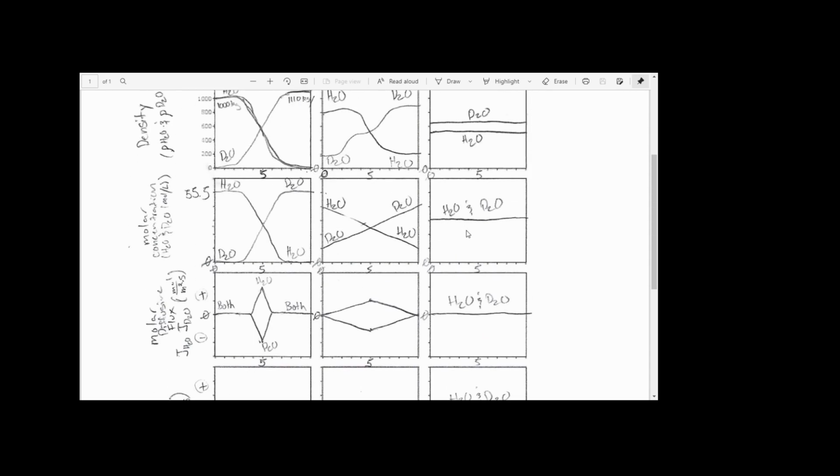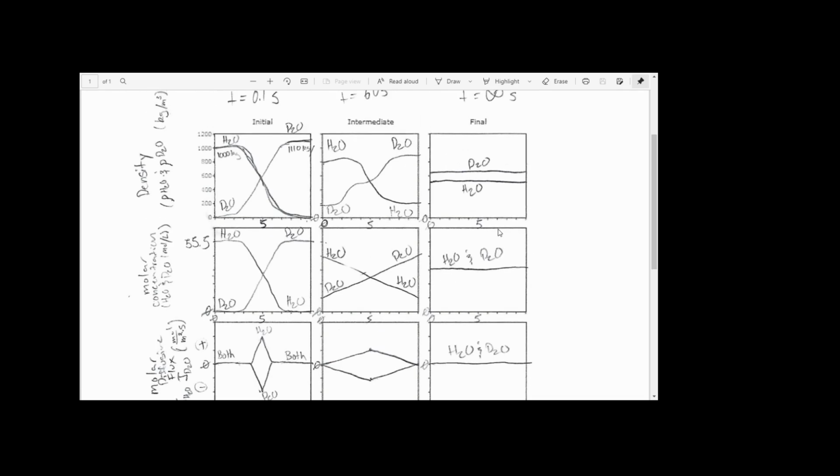Now, the molar concentration and density are obviously not zero at these points. However, the molar concentration is going to be linear because there's equal amounts of water and deuterium throughout the entire system. And this is also shown in the same graph where deuterium and water are right here. They're evenly spaced throughout the entire capillary.